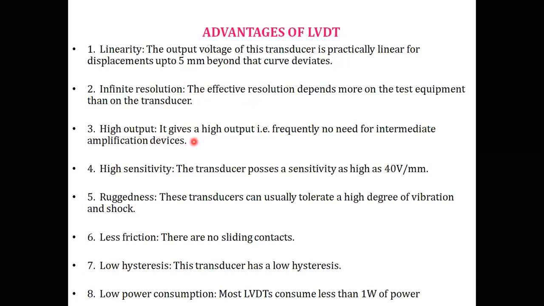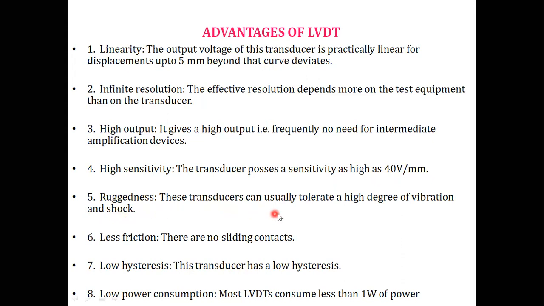High output. It gives a high output, that is, frequently there is no need for intermediate amplification devices. It is going to give a high output. High sensitivity. The transducer possesses sensitivity as high as 40 volts per mm. It is going to give 40 volts for the unit displacement. Maximum sensitivity is 40 volts.